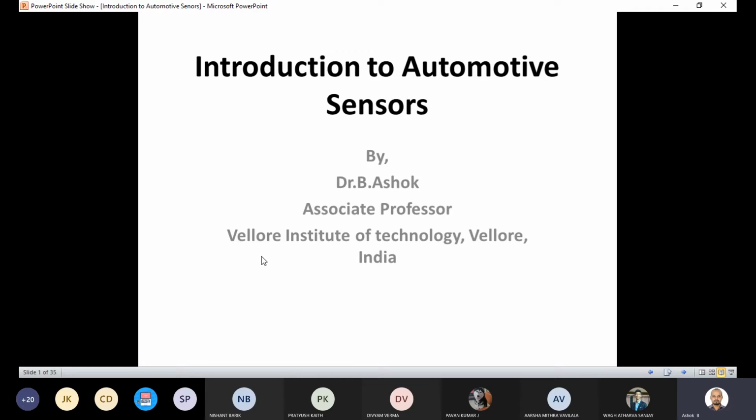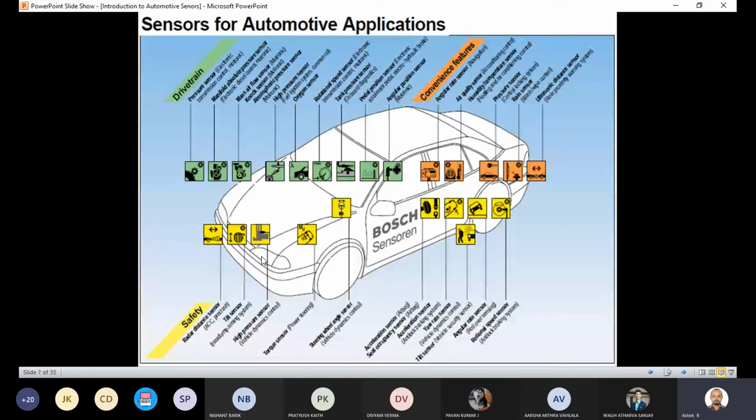So, what is the specific requirement of a sensor with regard to automotive? What are the different types of sensors, or what are the characteristic features of the sensors which need to be considered for the selection of any sensing technique? These are all we are going to see in this section.